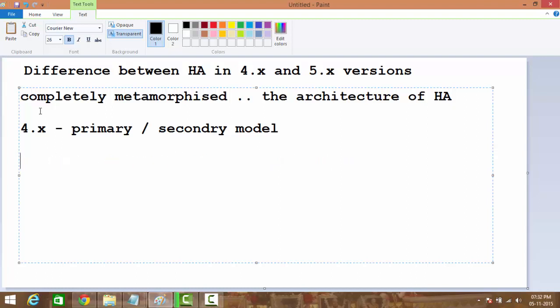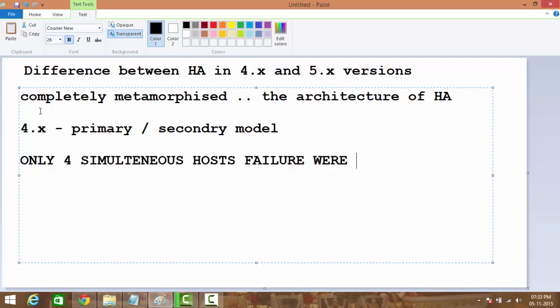So only four simultaneous host failures were supported. I'm writing it on the board because I want you to memorize this, because in 4.x days only 4 simultaneous host failures were supported.